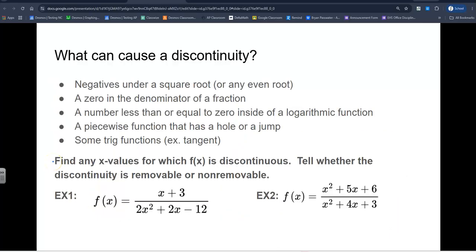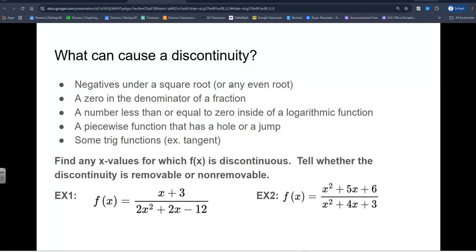So there are several things that can cause a discontinuity. You could have negatives under a square root or any even root, so like a 4th root, a 6th root, 8th root. That's going to cause a discontinuity. A 0 in the denominator of a fraction, that's going to be the one we're going to look at the most today. A number less than or equal to 0 inside of a log. You can't have anything you take the log of be anything but a positive number, so that's going to cause discontinuities. A piecewise function that has a hole or a jump, that we're going to be looking at today. And then some trig functions, like for example, tangent.